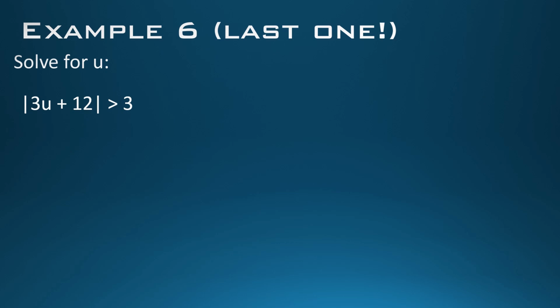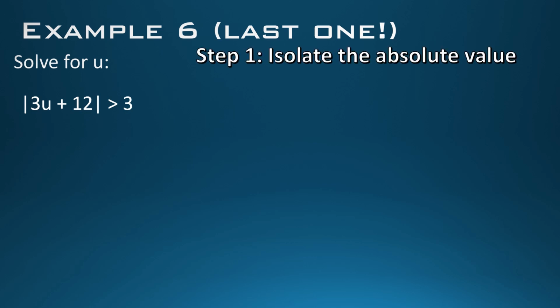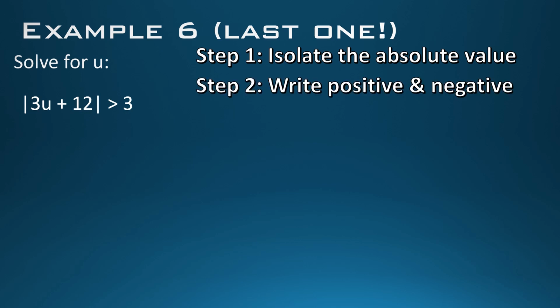Now we have example 6. It's the last one, solving for u. We have the absolute value of 3u plus 12 greater than 3. So once again, we're going to isolate the absolute value, but in this case, it's already been done for us. So we have step 2. Write the positive and the negative side. So we have 3u plus 12 is greater than 3. 3u plus 12 is less than negative 3.